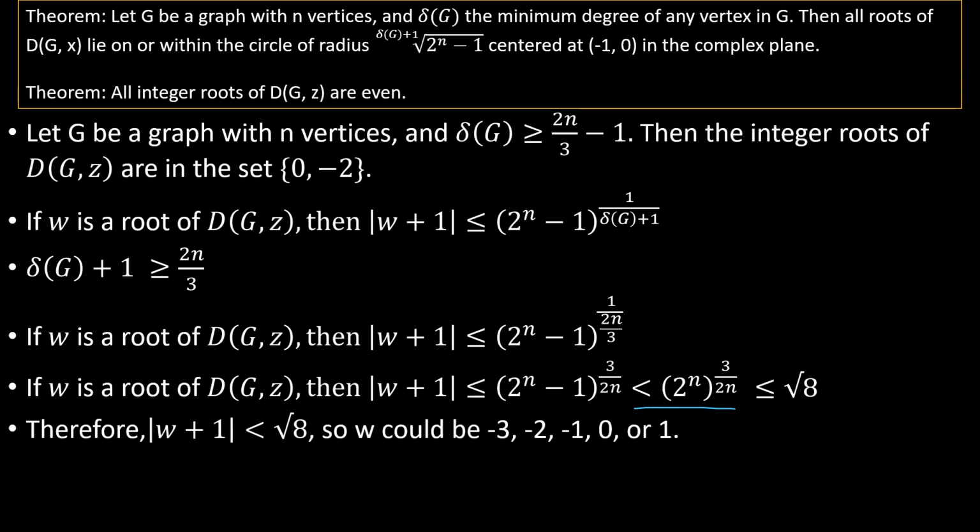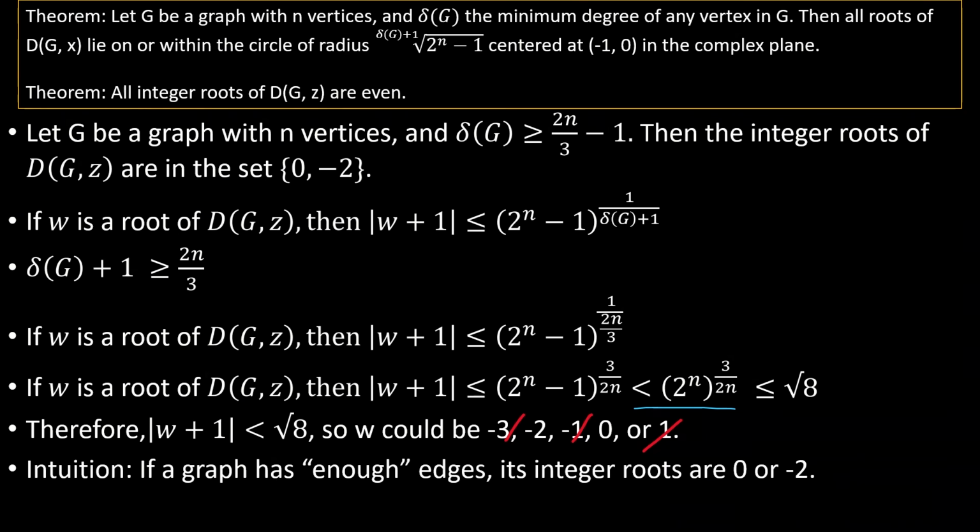Therefore, if an integer w is a root of D(G, z), the absolute value of w plus 1, which is the distance between w and the point -1 on the real line, is less than the square root of 8. That means that w could be -3, -2, -1, 0, or 1. And since we know that there are no odd roots of domination polynomials, we can rule out -3, -1, and 1, revealing that any integer root of G must be either -2 or 0.